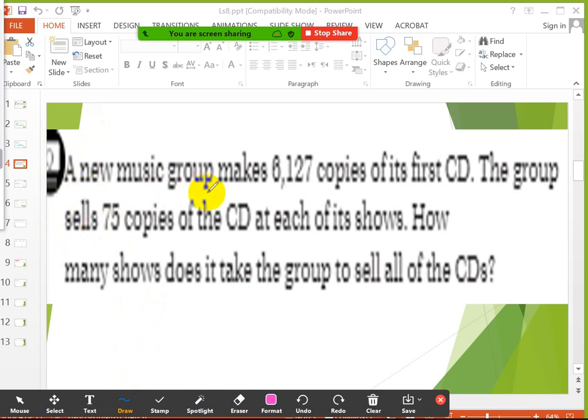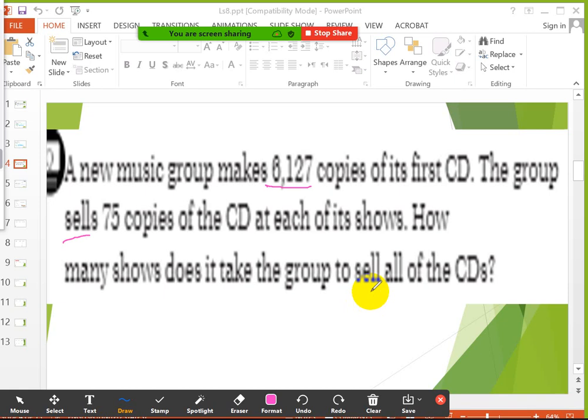A new music group makes 6,127 copies of its first CD. Okay, so the music group, or musicians here, make a group and they copy 6,127 CDs. The group sells 75 copies of CDs at each of its shows. So in each show they sell 75 copies. How many shows does it take the group to sell all of the CDs?